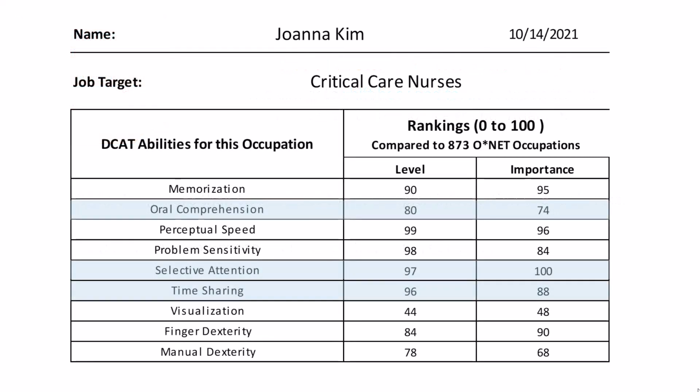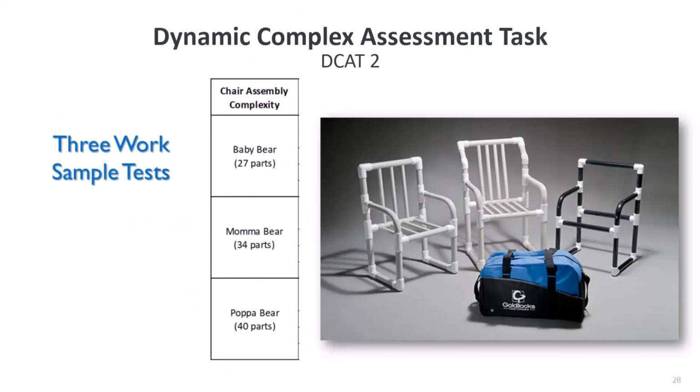And so to continue with our example, how does the DCAT provide us with the opportunity to collect information on these three ability categories? The first step is that the DCAT has 3 work sample tests that are based upon the complexity of a doll chair assembly task. The baby bear chair involves 27 parts, the mama bear chair involves 34 parts, and the papa bear chair involves 40 parts.